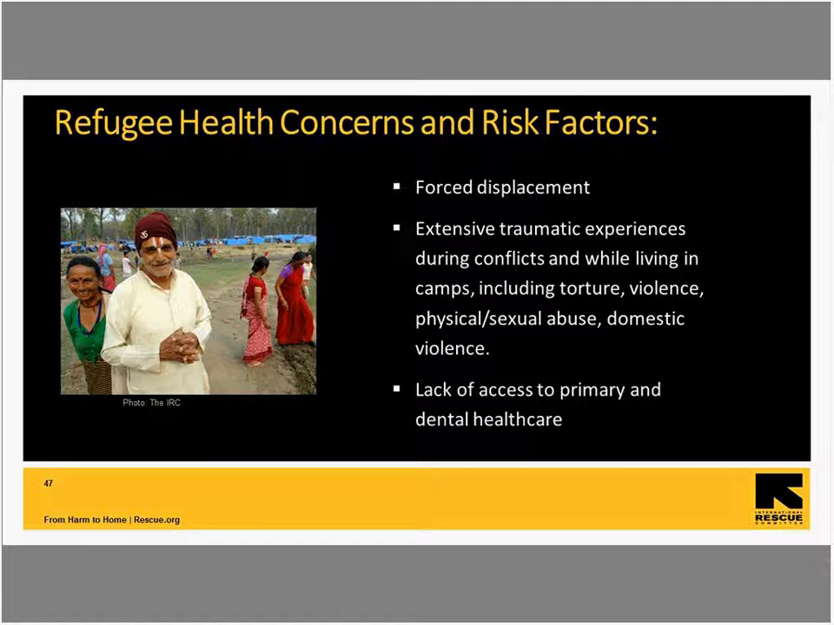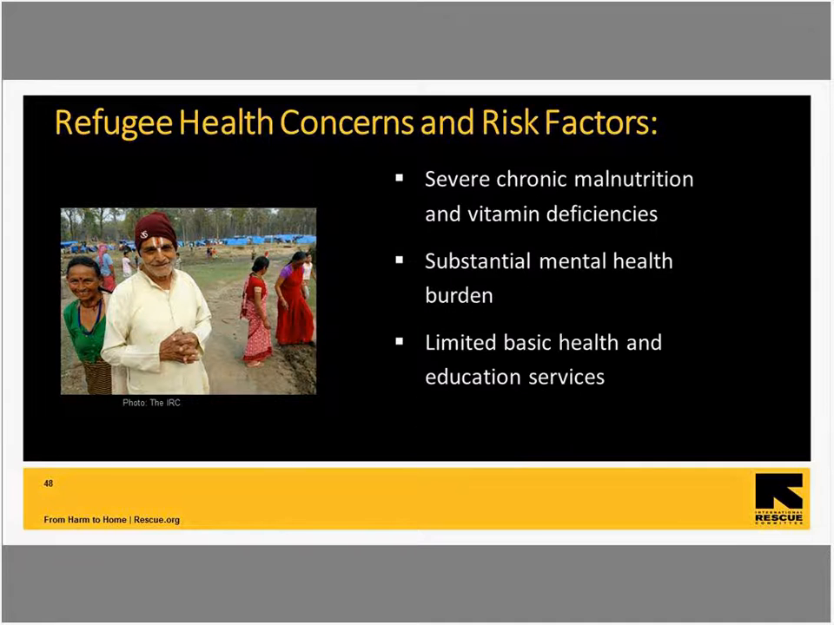Health concerns and risk factors among the refugee population: forced displacement, extensive traumatic experiences during conflicts and while living in camps. This includes torture, violence, physical and sexual abuse, and domestic violence, and lack of access to primary and dental health care. That's why you'll see a lot of mental health issues within this population, because they have been through so much trauma, and the trauma has been so severe that it is a pretty common occurrence. Other risk factors are severe and chronic malnutrition and vitamin deficiencies, substantial mental health burden, and limited basic health and education services.